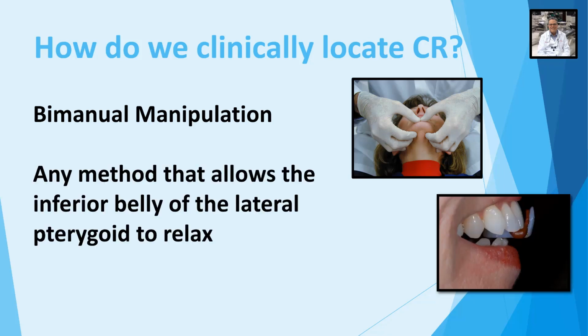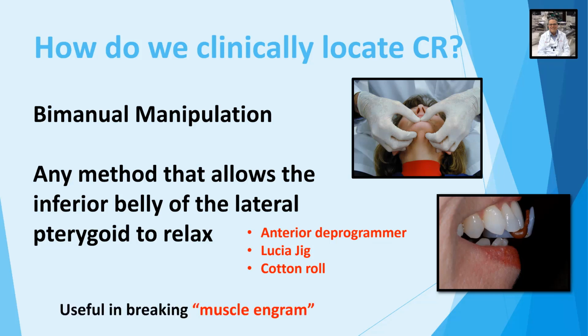Or another thing you can do is use any method that allows the inferior belly of the lateral pterygoid to relax. And so there are things like anterior deprogrammers, like what's showing here, a Lucia jig, or maybe even a cotton roll. But the key is for that lateral pterygoid to relax, to allow that condyle to go into the most superior position. And we use those things to break what are called muscle engrams. And we'll come to that a little bit later when we go into dysfunction.